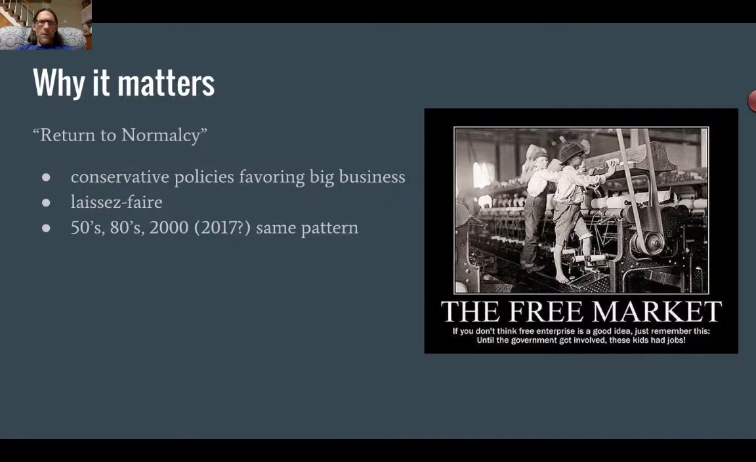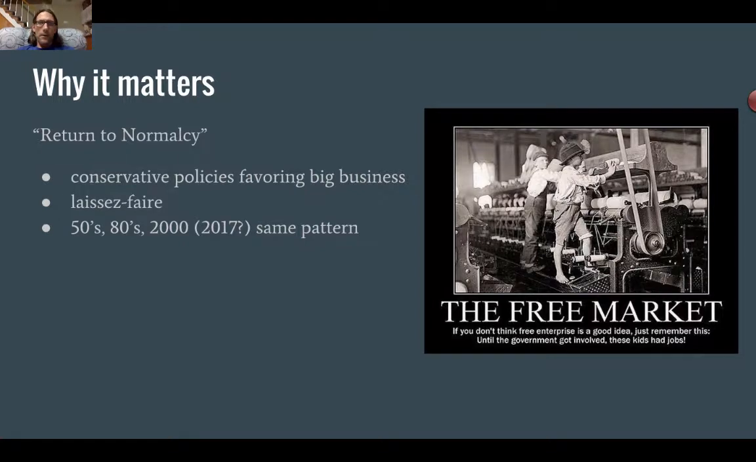So if we look at why it matters, this is a period of returning to normalcy, as we kind of talked about before. So conservative policies are going to be put in place that favor big business. So more laissez-faire, less regulation, more letting the free market or the marketplace kind of dictate things. This is a pretty common pattern. We're going to see this again in the 50s, the 80s. We saw it in 2000.